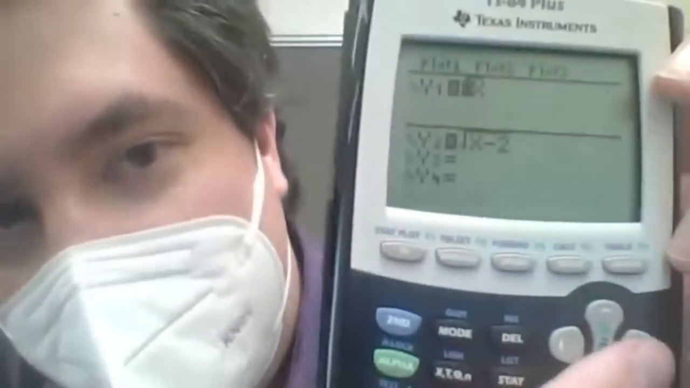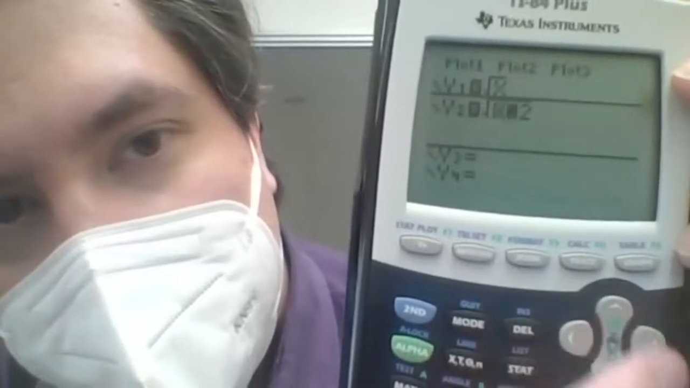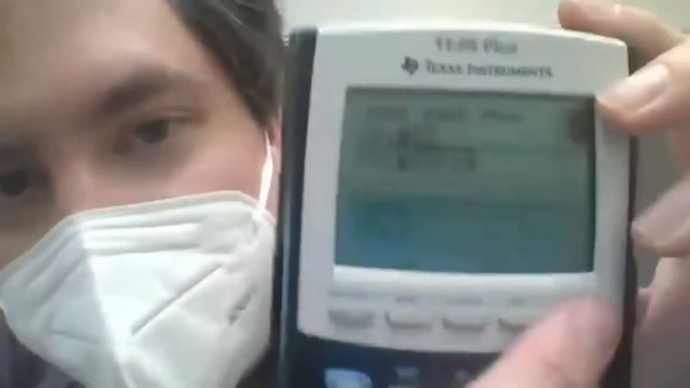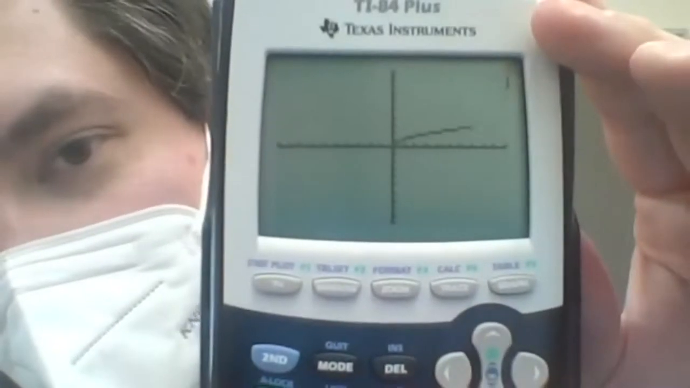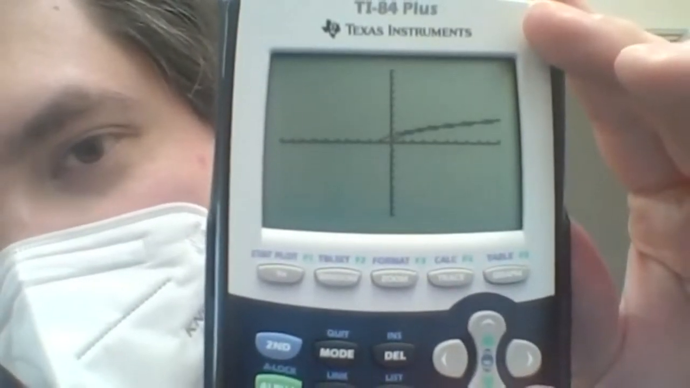If I go back in and make this +1, and then graph that. So there's the original one at 0. The next one is 1 spot over to the left.